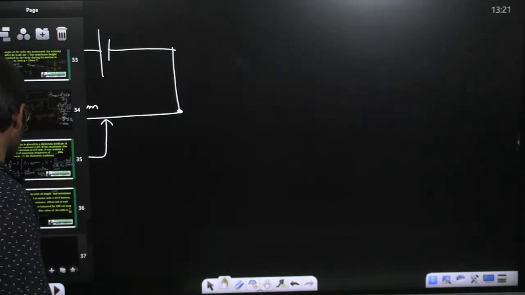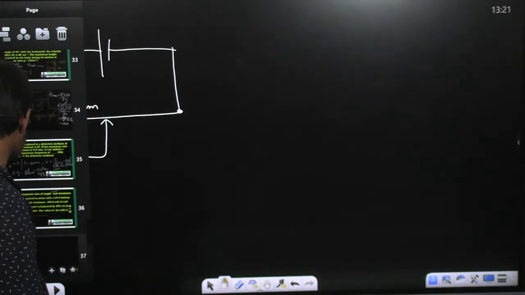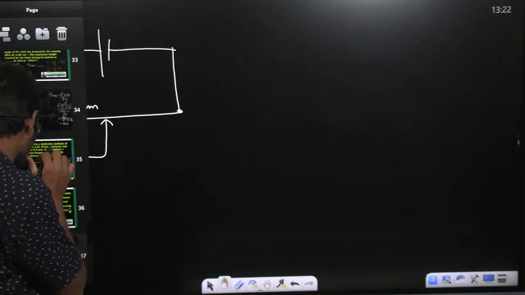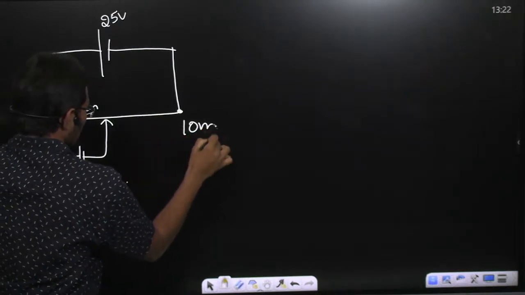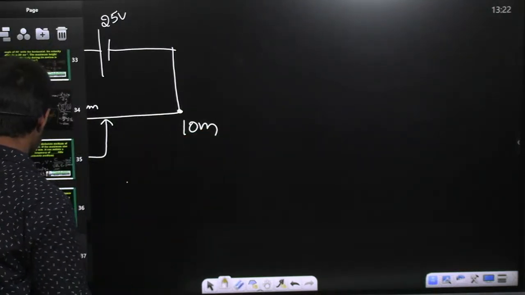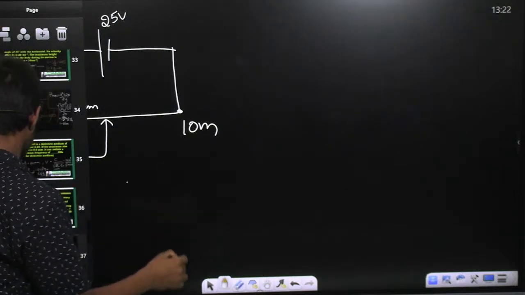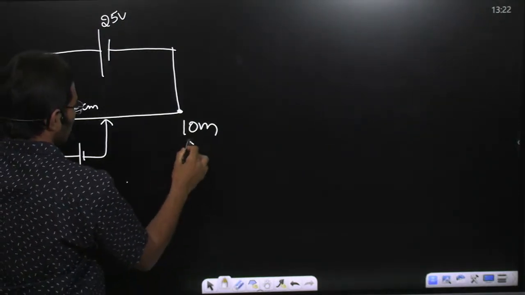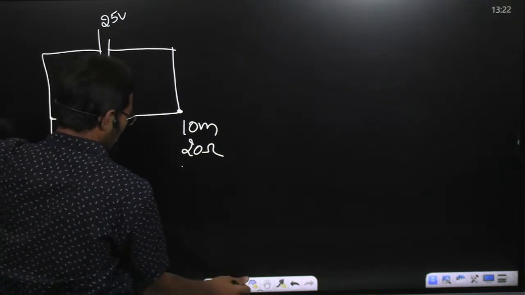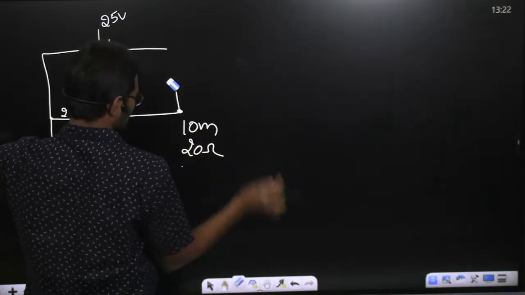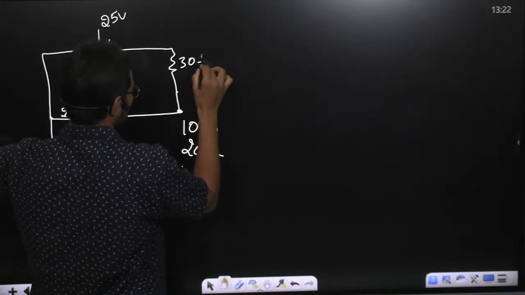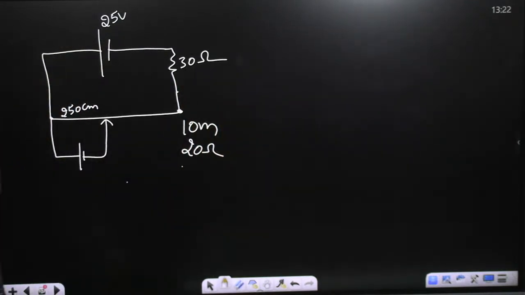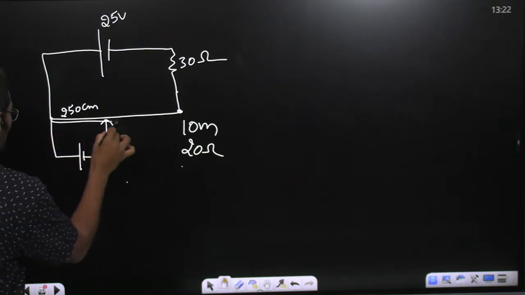A potentiometer wire of length 10 meters, resistance 20 ohms, is connected in series with a 25 volt battery and 30 ohms external resistance. This is the potentiometer wire.